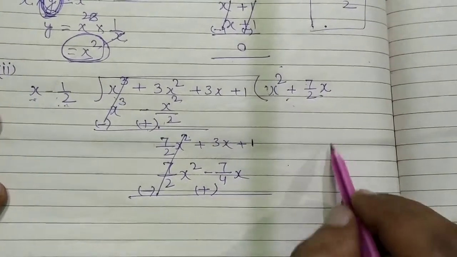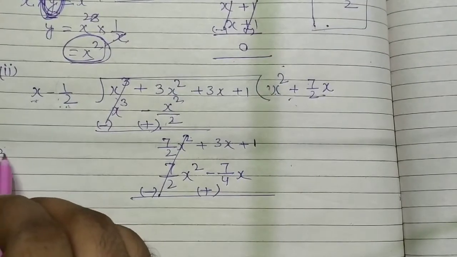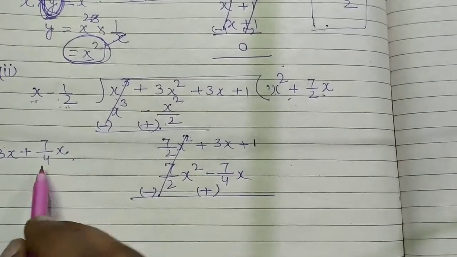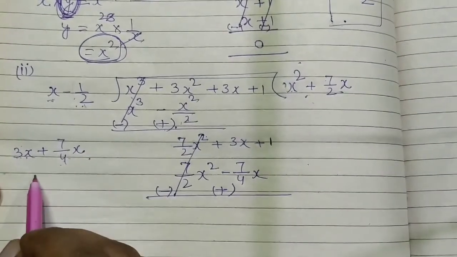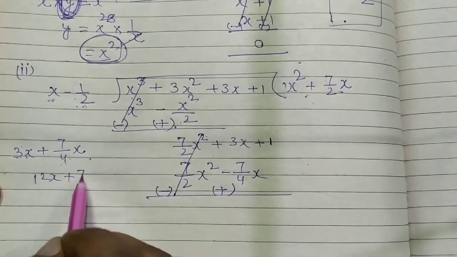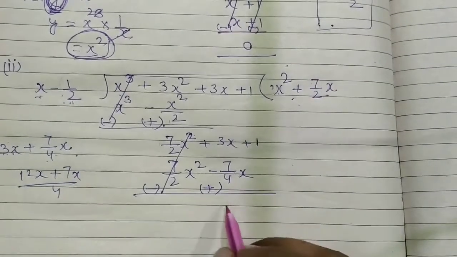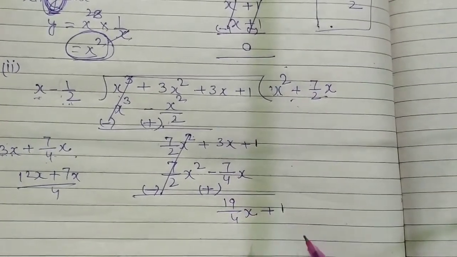So this is, again I must tell you, let me tell you the side. It is 3x plus 7 upon 4x. So this will be multiplied with this 3 1, so it will be 12x plus 7x upon 4, it will be 19 upon 4. So let's write here 19 upon 4 x plus 1.